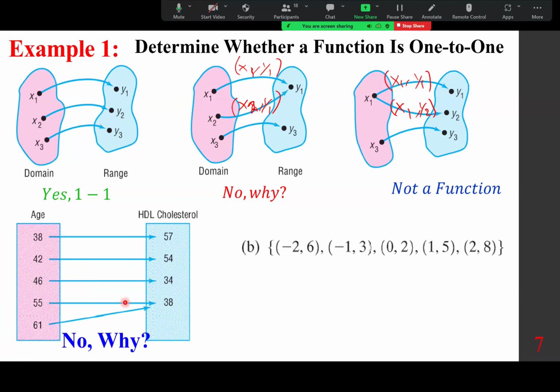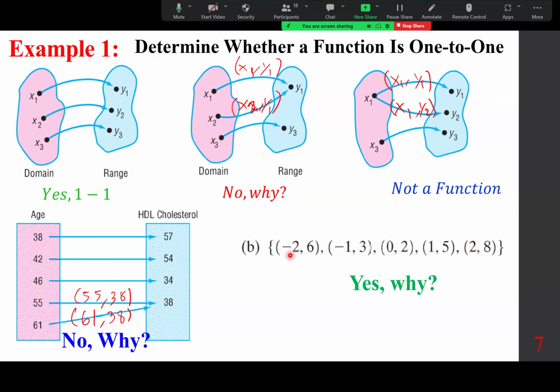55. So let's write those. This means 55, 38. This means 61, 38. The y coordinate is being repeated, and the answer is no. This one, the x coordinates are not repeating, it's a function. The y coordinates are not repeating either. So yes, it's a one-to-one function.